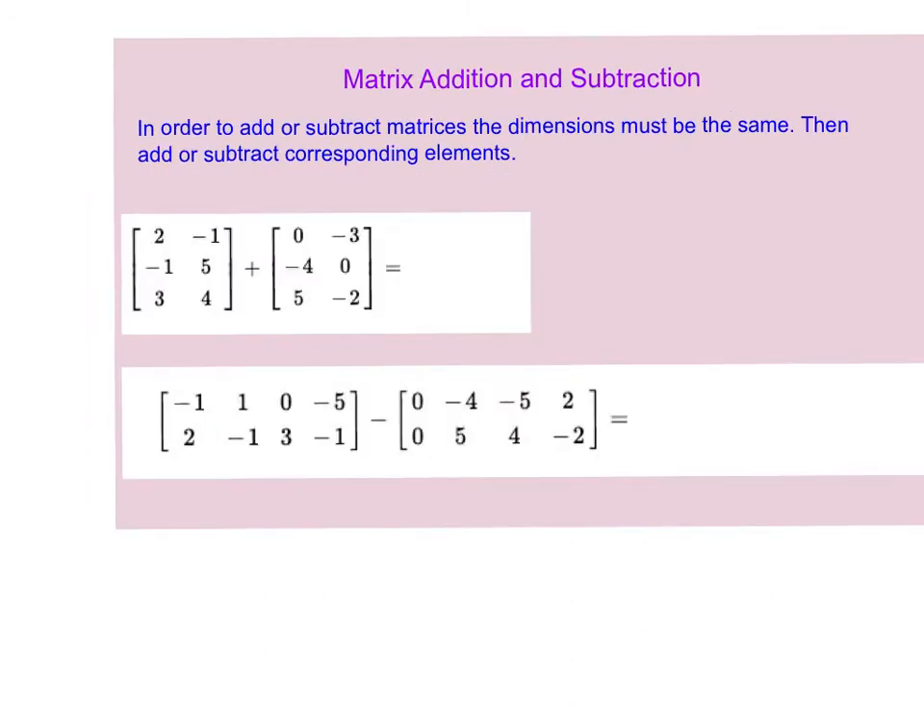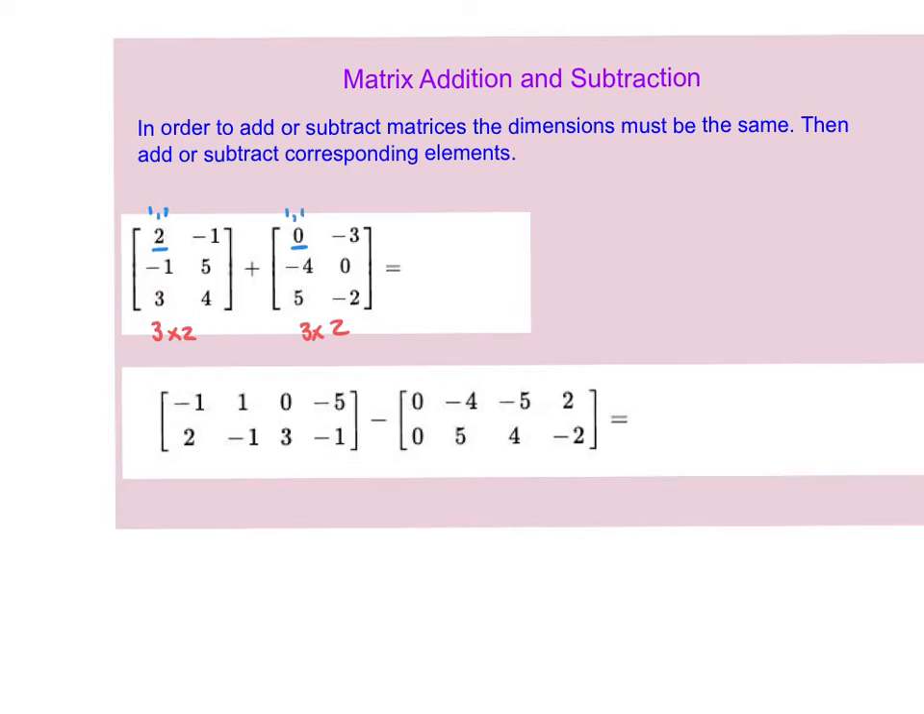In order to add or subtract a matrix, the dimensions need to be exactly the same. So in my first question here, we have a matrix that's 3 by 2, and in the second one it's 3 by 2, so that means I can add these. In order to add matrices, all you do is you add the elements that are in the same position. So this one's in the first row, first column. This is in the first row and first column, so I add those two together.